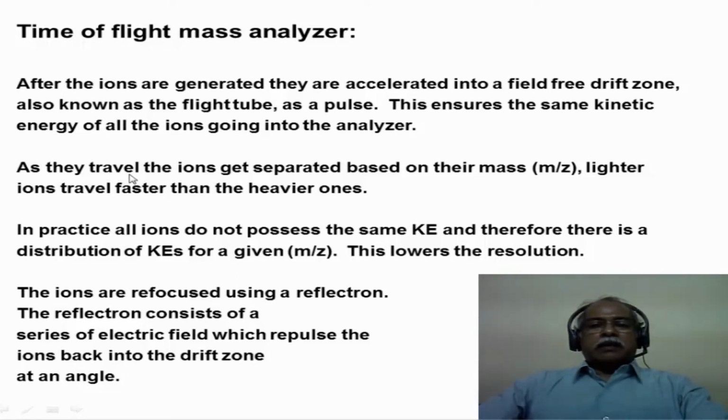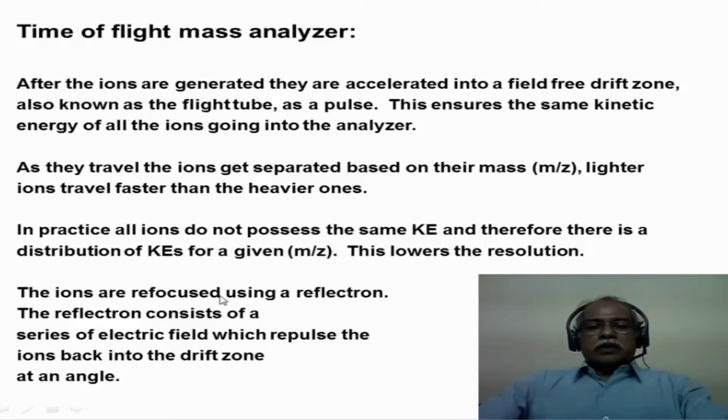As they travel, the ions get separated based on their mass to charge ratio. Lighter ions travel faster than the heavier ions. In practice, all ions do not possess the same kinetic energy. This could be a limitation in terms of lowering the resolution of the spectrum that you see. So it is better to make sure that all the ions have sufficiently the same kinetic energy, so that during the field free drift region, they use the mass to charge ratio as a means of separation rather than the differential in the kinetic energy.